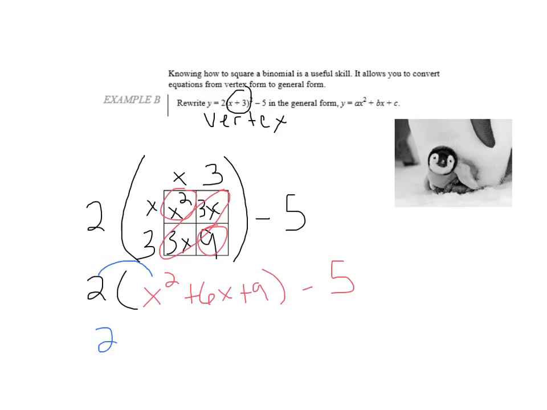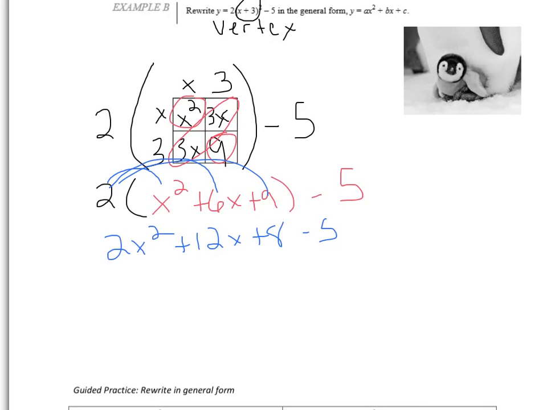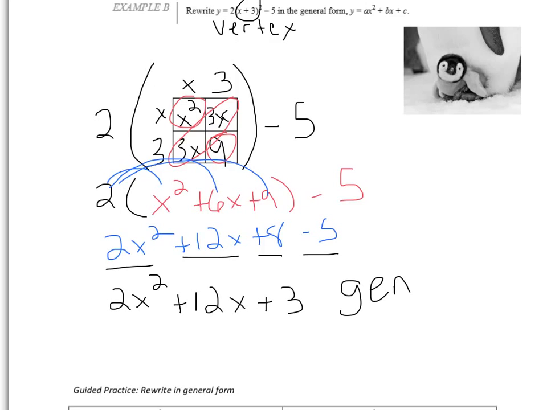2 times x squared. 2 times 6x, which is 12x. 2 times 9, which is 18. And then, of course, we have this minus 5 at the end. Taking all those things into account, we're going to combine like terms. 2x squared. There aren't any other x squareds. We have 12x, and that's just all by itself. But we do have 18 minus 5, and 18 minus 5, last I checked, was a positive 13. So this is general form.